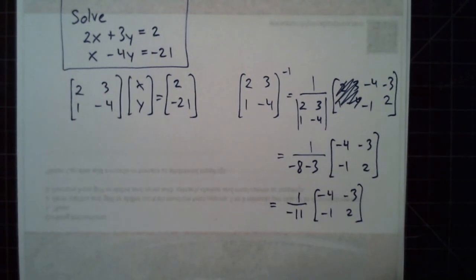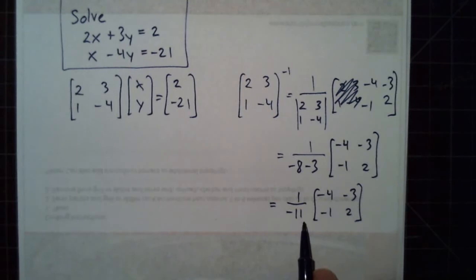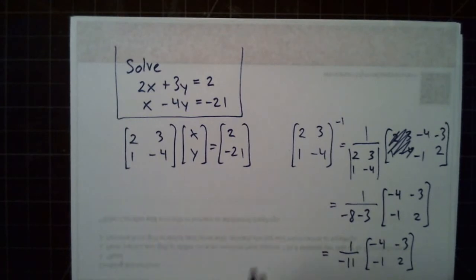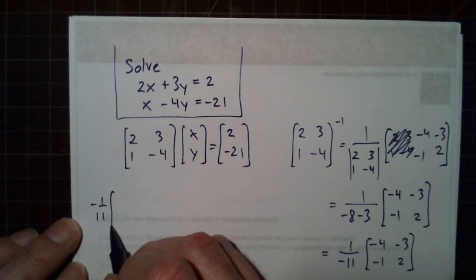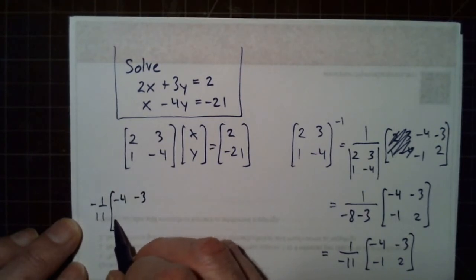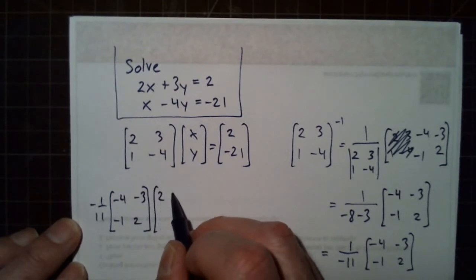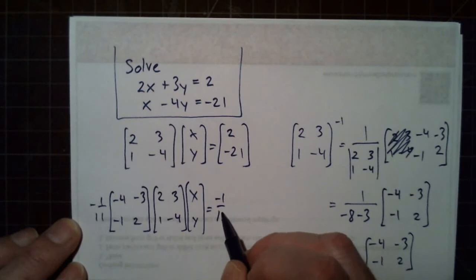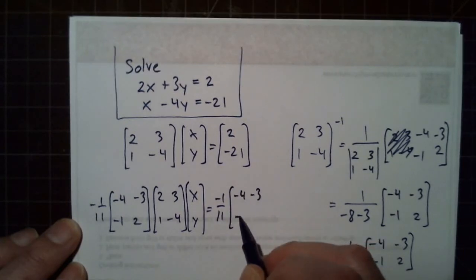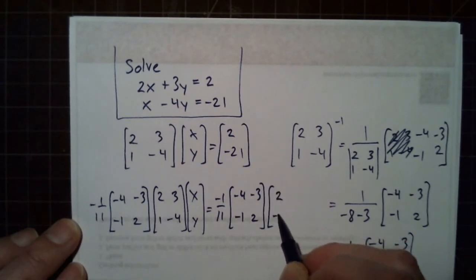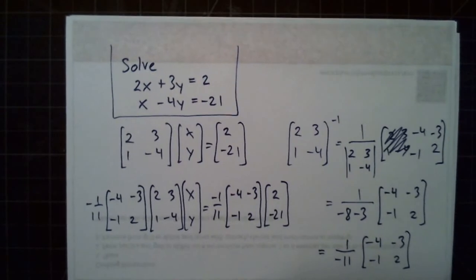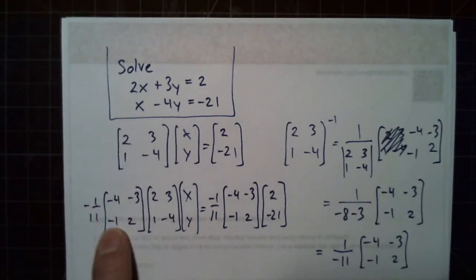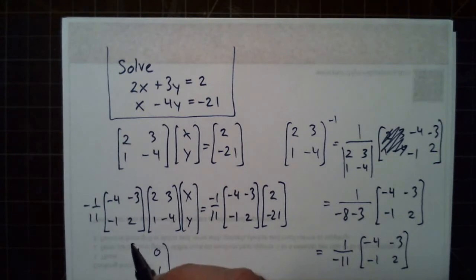Now let's go ahead and leave it. We won't distribute the negative 1 over 11. Let's go ahead and do this work over here first. Alright, let's multiply both sides by the inverse. And so all we did was multiply both sides by the inverse. These are inverses, so when they multiply, we get 1, 0, 0, 1, the identity matrix.